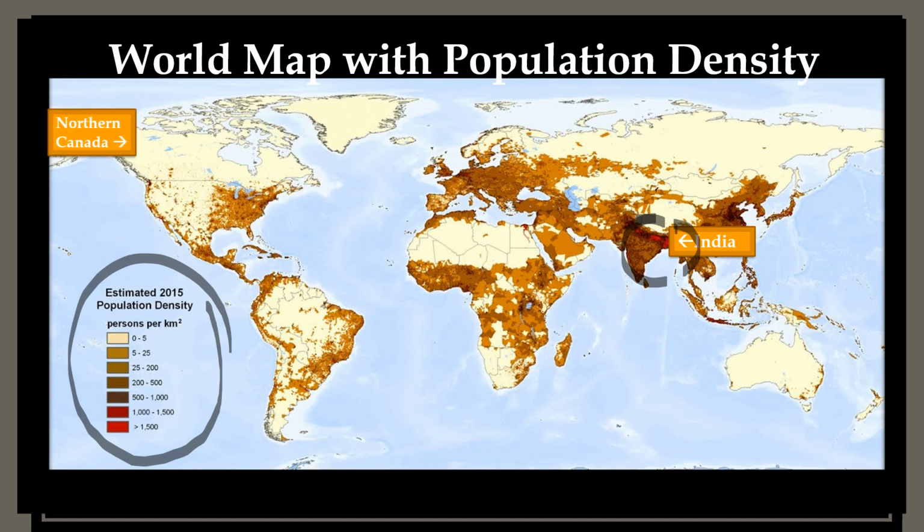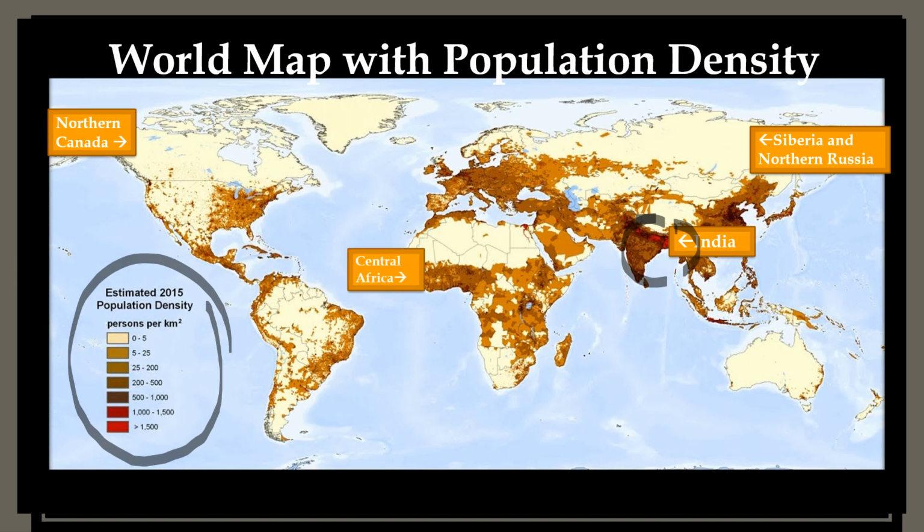Next, we have northern Canada. And like I was discussing before, even though northern Canada is very large, it has a very low population density, which is 0 to 5 people or persons per square kilometer, which is similar to Siberia and northern Russia. So these areas, most likely because they are very cold, have a population density of 0 to 5 people per square kilometer.